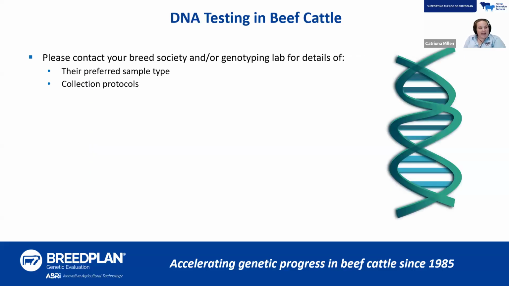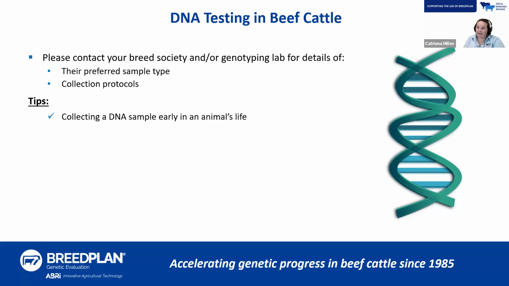So in terms of DNA testing, when you do your DNA testing is up to you. It will depend in part on the tissue or the sample type that you're collecting, but we would recommend that you contact your breed society or your genotyping lab for details of whether they have a preferential sampling. Some of the labs here in Australia, for example, are preferring TSUs and have a surcharge for other tissue types. Some of the labs don't. So contact your breed society, see what the preferred sample type is and what the collection protocol recommended by the lab is.